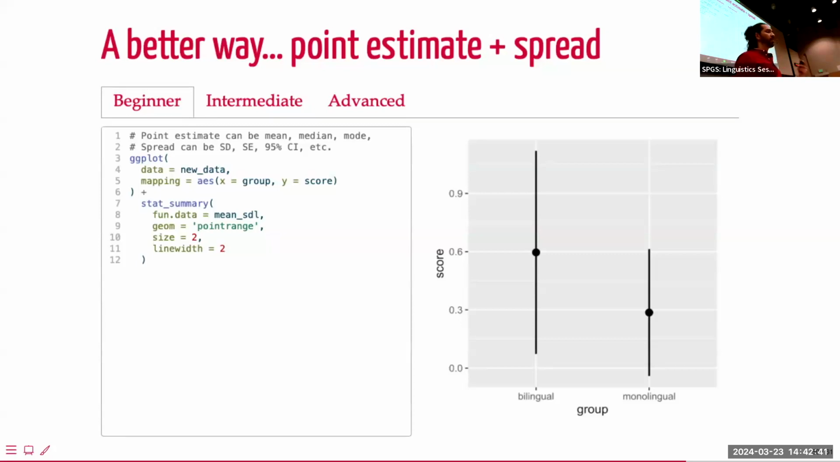I prefer a point estimate with some type of measure of spread, because then you can quantify uncertainty and everyone can see that. So we'll do the same thing, beginner, intermediate, advanced. We'll work through how this can get better, right? But this should be the start.